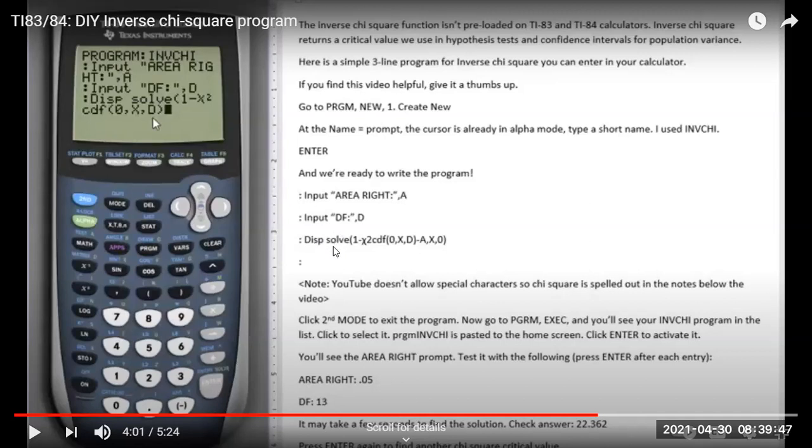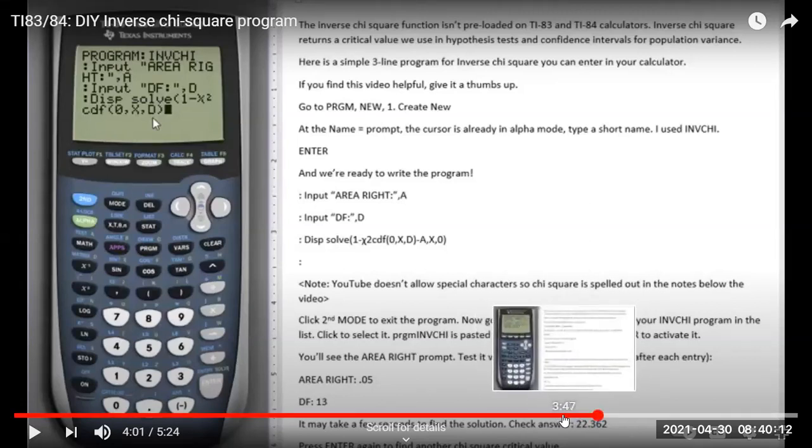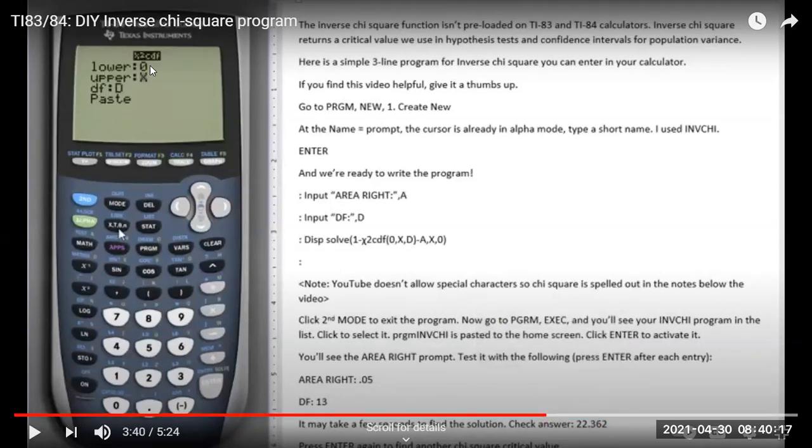The solve comes from math, and then at the bottom you will see solve. Once you click that solve, it will start with parentheses. You type 1 minus the chi-squared CDF, which is under our distribution list. Once you click chi-squared CDF, it will come with this wizard here. It will guide you: what is the lower bound, upper bound? What is the degree of freedom?